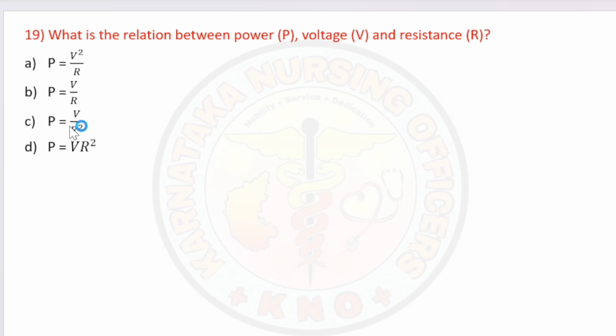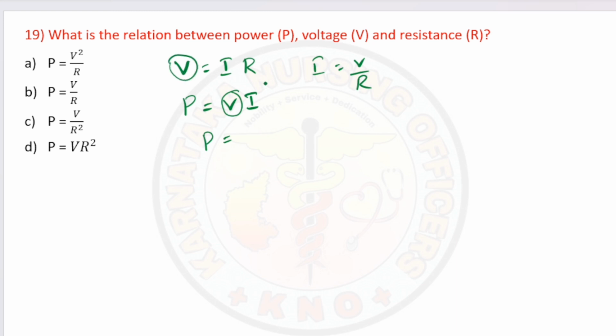See, by using Ohm's law, what is Ohm's law? V is equal to IR, or I is equal to V by R. Anything you can take. And what is power? P is equal to VI, correct? So here, P is equal to, substitute the value of V here. So V is equal to what? IR. IR into I is equal to what? I square R.